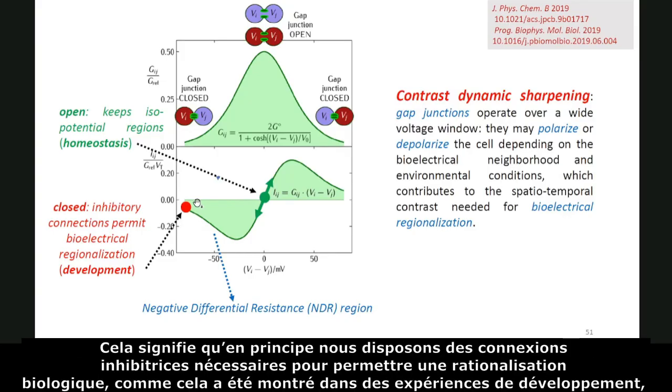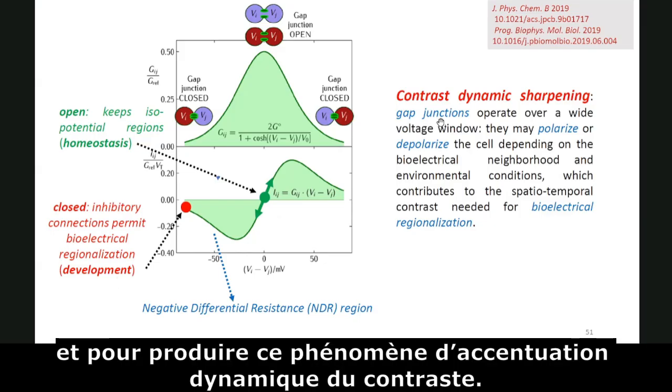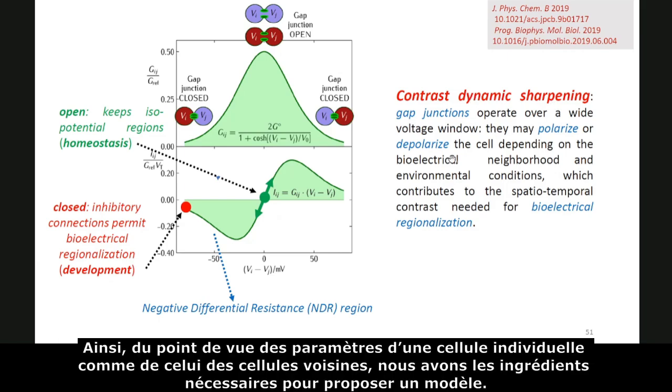This means that in principle we have the needed inhibitory connections that should permit bioelectrical regionalization as shown in developmental experiments and show this contrast dynamic sharpening. So in principle, we have the ingredients, from the point of view of single cell parameters and from the point of view of neighboring cells, to put forward a model.